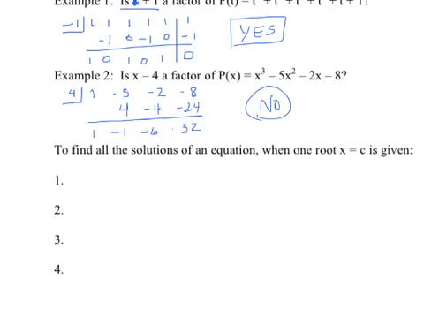So to find all the solutions, we're going to use this to help us. The first thing we're going to do is divide, and synthetic division is perfect. So when you divide and you know you have a root, you are going to get a remainder that is 0, and if you don't, you need to go back and check your work. So you're going to divide. If needed, divide again by another root.